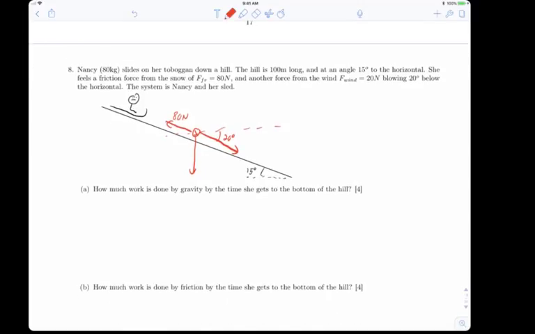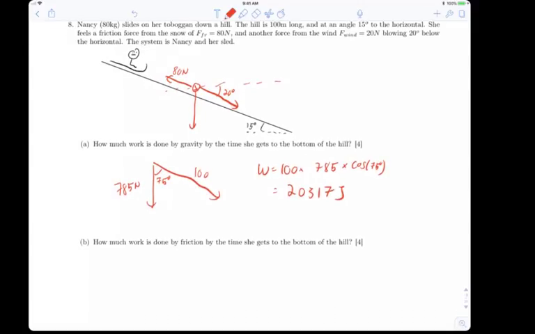Okay. How much work is done by gravity by the time she gets to the bottom of the hill? And the hill's 100 meters long. And gravity's like this. It's 9.81 times 80, so it's 785 newtons. And this angle here is going to be 75 degrees. So the work is 100 times 785 times cosine of 75 degrees, which is 20317 joules. How much work is done with friction? They're in opposite directions, so the work is going to be minus 80 times 100, that's minus 8,000 joules.